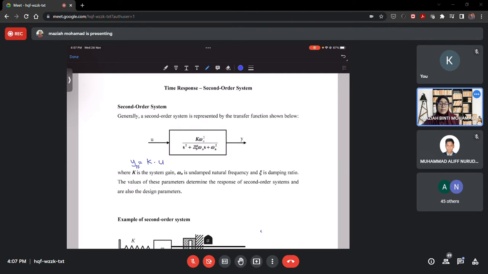These parameters are also known as design parameters. We need to choose these values in order to produce the response that we want. Meaning we know how we want the system to react, so we choose the values of k, zeta, and omega n so that the system provides such output, the function of time response.